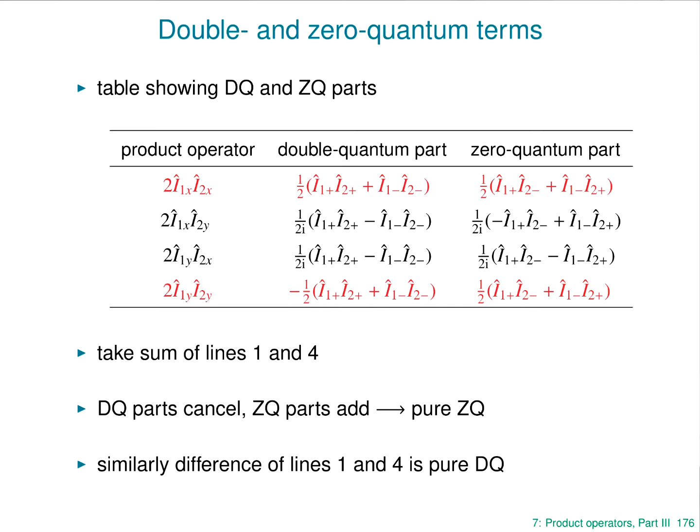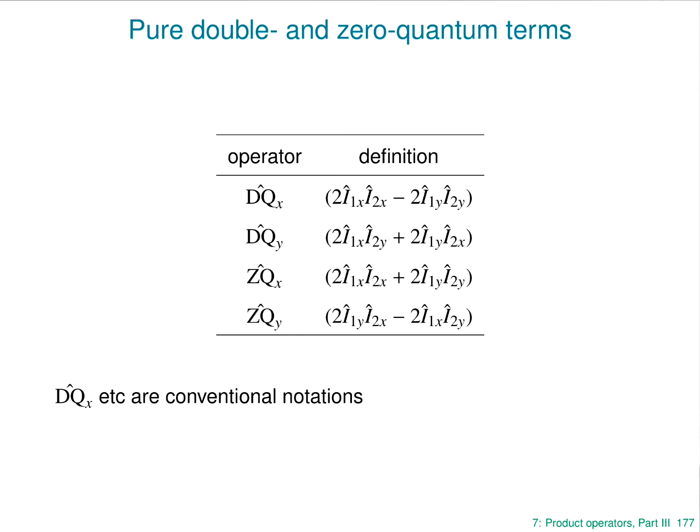You can do the same thing with lines 2 and 3. You can do 2 plus 3 and 2 minus 3. And if you work through all the algebra, and it's a bit tedious, you can come up with the following: there are two pure double quantum terms, 2I1x, I2x minus 2I1y, I2y. That's pure double quantum. And actually 2I1x, I2y plus 2I1y, I2x. That's also pure double quantum. And there's a conventional notation for these. We're going to call these DQx and DQy. And you'll see in a minute why we call them that. And there are also two pure zero quantum operators which are written there.